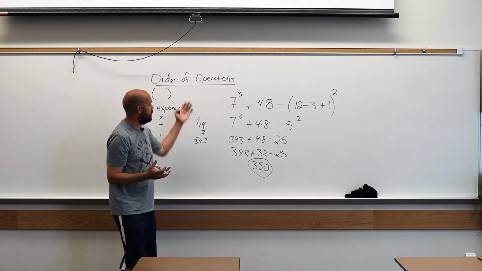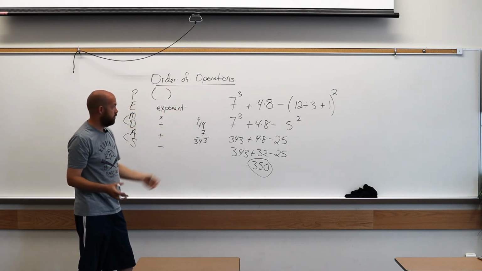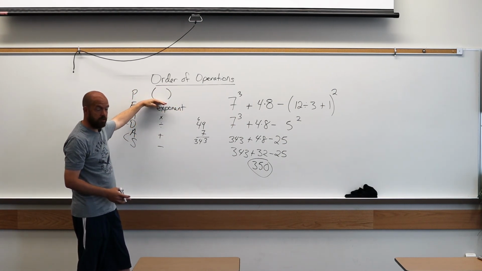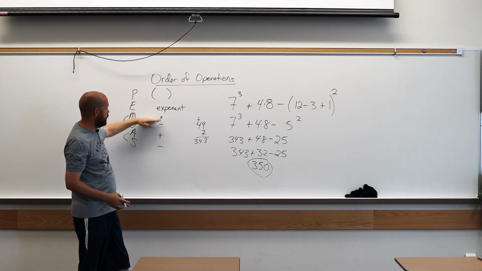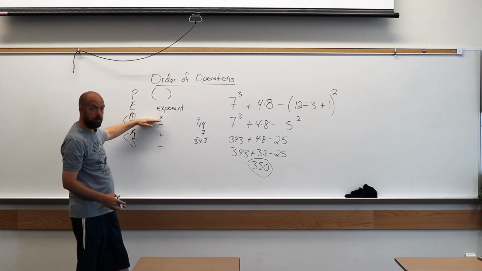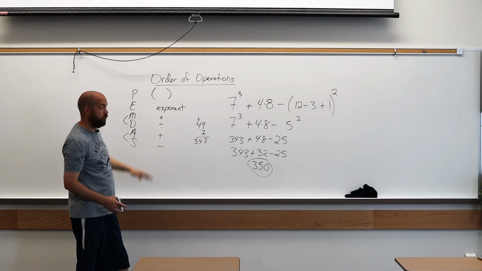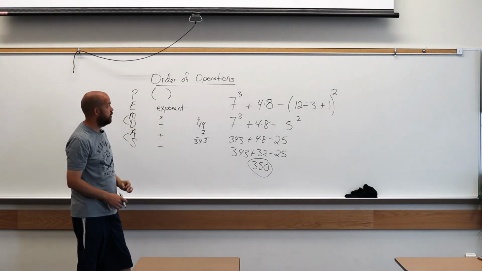The main concept of order of operations is just helping us know where to start. First start with parentheses, then go to exponents. Multiplication and division we do at the same time, usually left to right. Addition and subtraction is the last part of this order of operations.